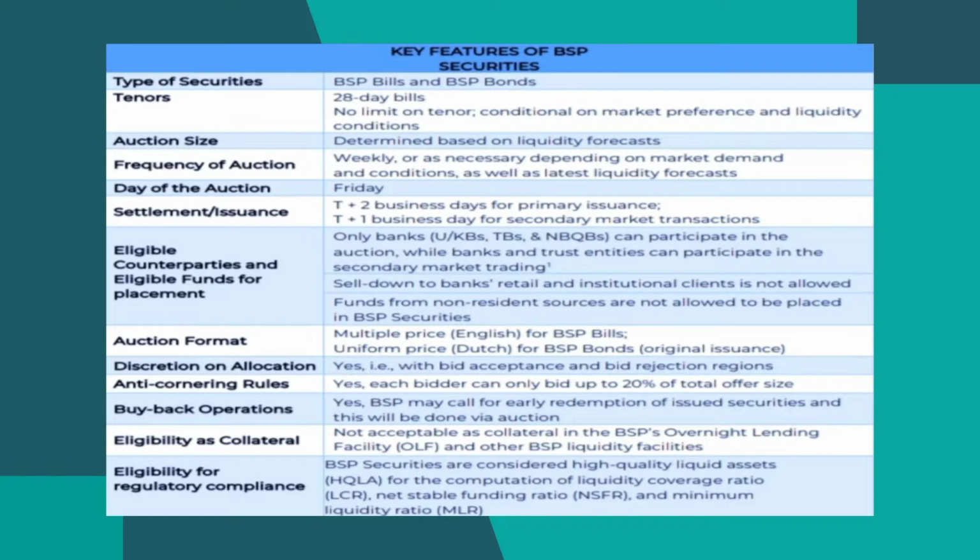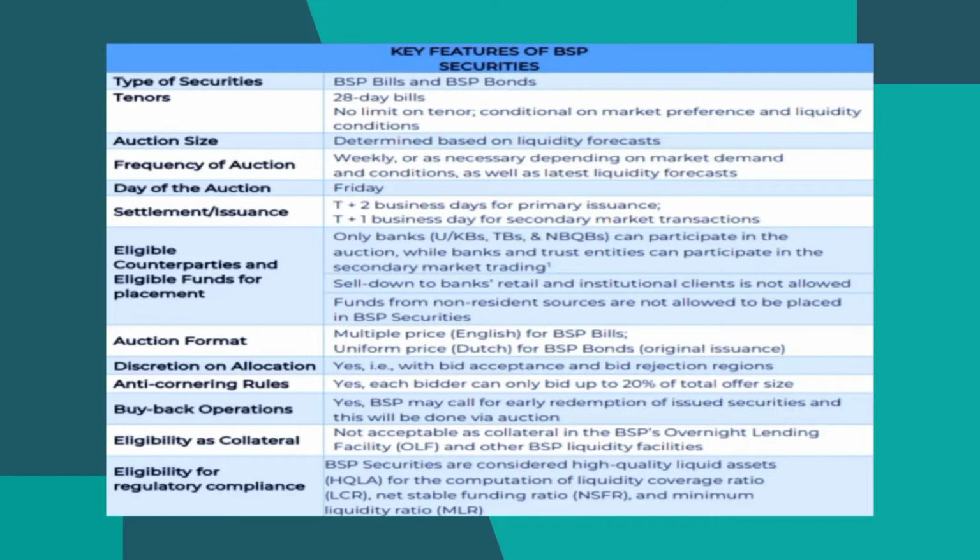Tapos, yung auction format naman is multiple price or English para sa BSP bills and uniform price or Dutch for BSP bonds. So, yun yung original issuance. And yung discretion on allocation, yes, with bid acceptance and bid rejection regions. And yung anti-cornering rules, yes, each bidder can only bid up to 20% of total offer size. And yung buyback operations, yes then.